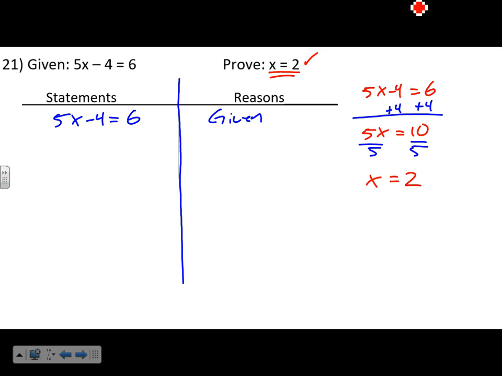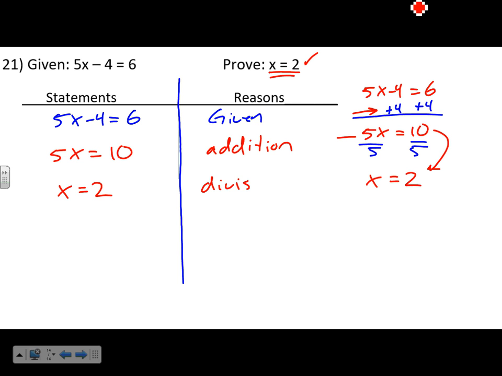So now go back to your work over here, and you're going to put all your steps. So my first step was 5x minus 4 is equal to 6. My second step ended up giving me 5x is equal to 10. My next step ended up giving me what I was trying to prove, x is equal to 2. Now go back and say, so how did I do that? Well, over here we added 4, so that means this step is addition, the addition property of equality. And then how did we go from this step down to here? Well, we divided. So that's the division property.